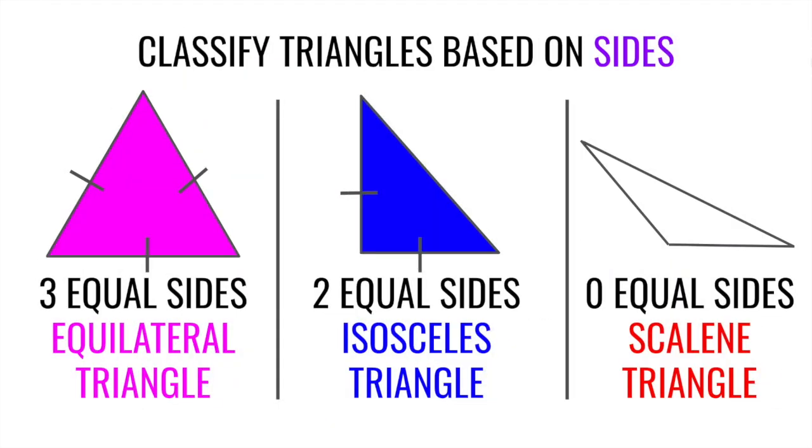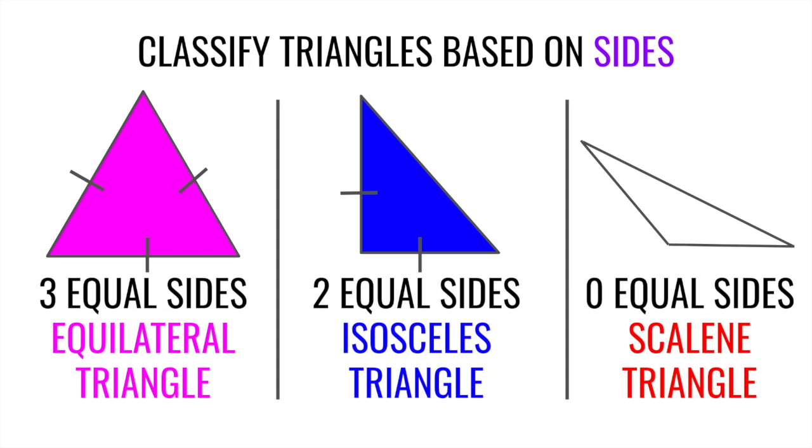One way you can classify triangles is based on their sides. If the triangle has 3 equal sides, it is called an equilateral triangle. We show that all sides are equal by putting a line through each side to show that they are all the same length. If the triangle has 2 equal sides, we call that an isosceles triangle.